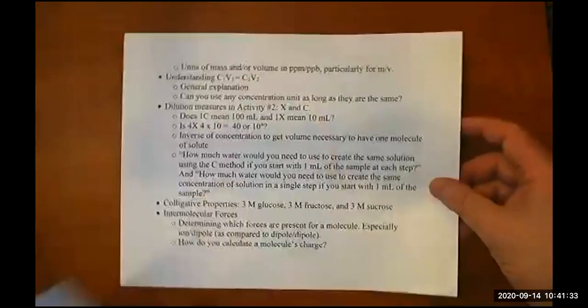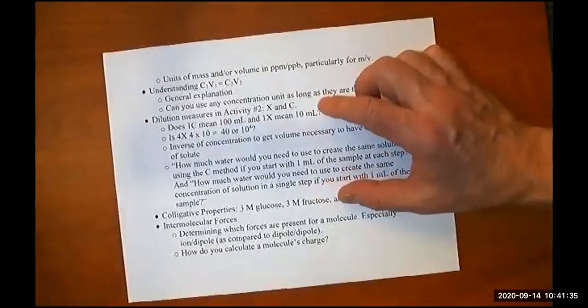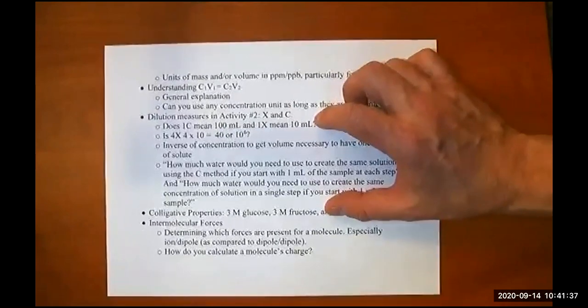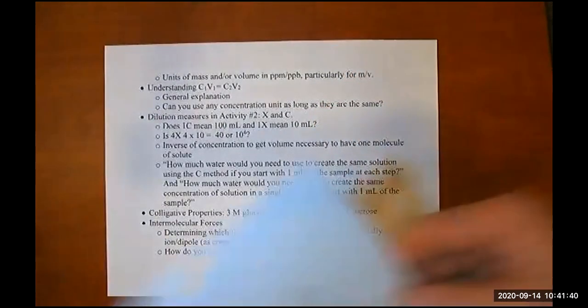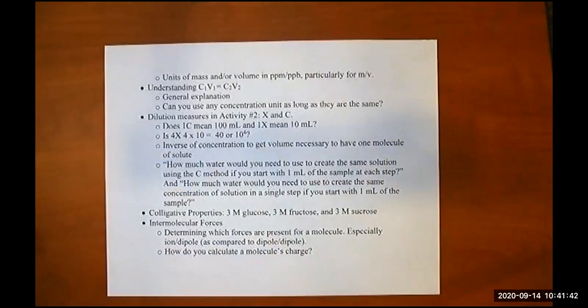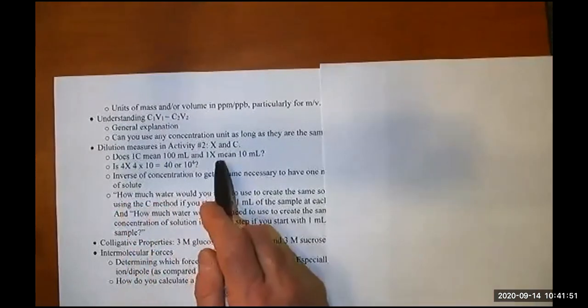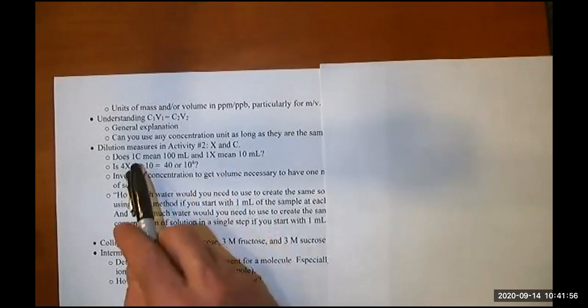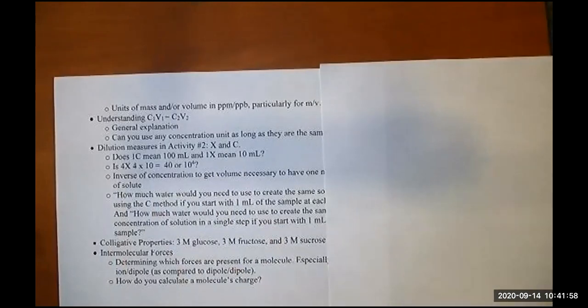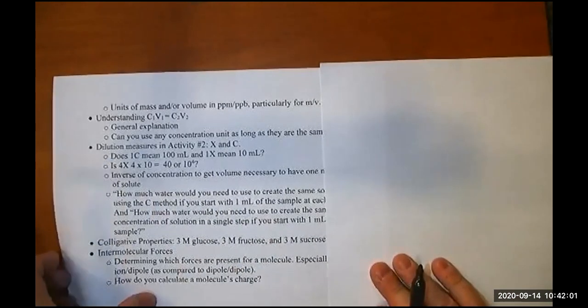Okay, so we have a bunch of muddiest points this time. We've got 2 sheets of them. We're gonna start here with some stuff that's on group activity 2, since that is the item that has the nearest deadline. So, some confusion about what the C and the X dilution measures mean. One person asked, does 1C mean 100 milliliters and does 1X mean 10 milliliters?